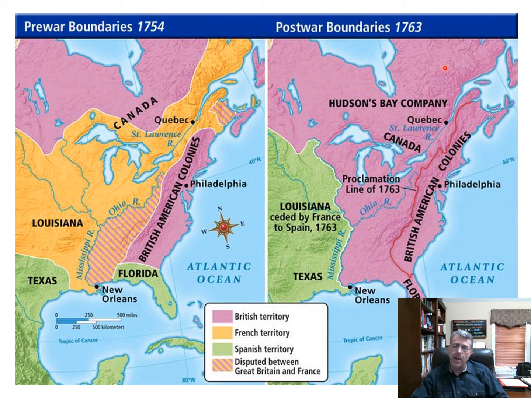England is going to now claim all of this territory. Everything that France had in terms of this trade network, all that belongs to England now. Also, England is going to get control of Florida. And the reason this happens is because very late in the war, it's like 1761, Spain decides to join the war on the side of France.